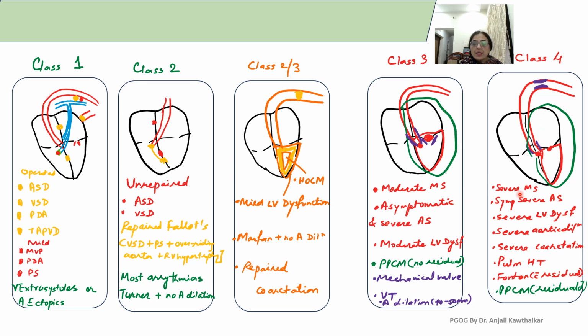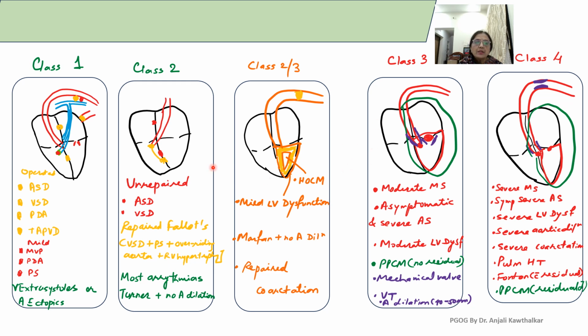Class 4 is almost the same except the severity is increasing. Severe mitral stenosis, severe and symptomatic aortic stenosis, severe coarctation. Here we can see severe coarctation of aorta, severe aortic dilation, that will also be there. And anytime there is a pulmonary hypertension, then also it is class 4. And peripartum cardiomyopathy with residual disease, left ventricular dysfunction, which is severe. Anytime severe left ventricular dysfunction, that will come under class 4.